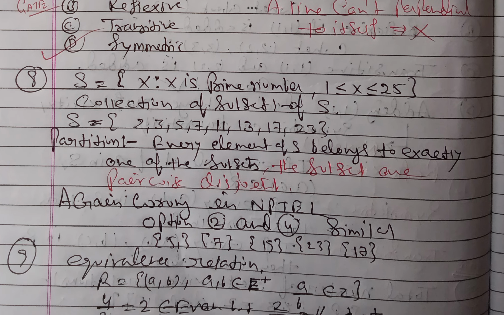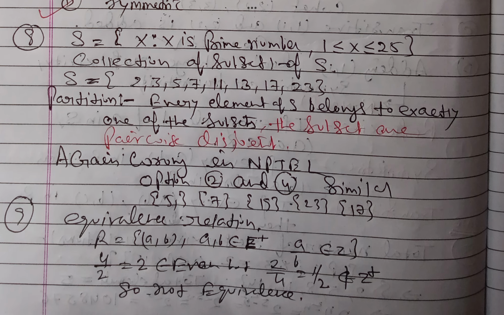Question number 8. x is a prime number, 1 is less than x is less than 25. Collection of subsets of S. S is equal to the set of all primes from 1 to 25, which is this. Now, partition. What is the meaning of partition? Every element of S belongs to exactly one of the subsets. The subsets are pairwise disjoint. That is the property of partition.